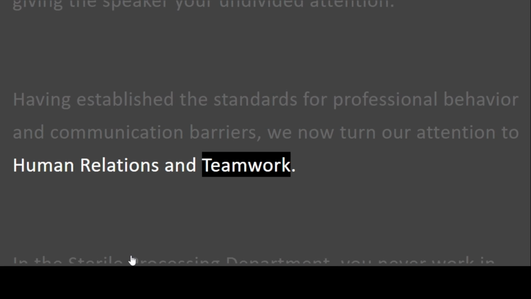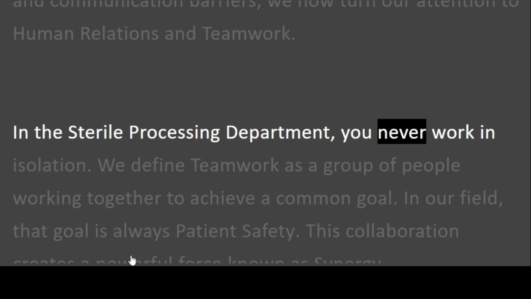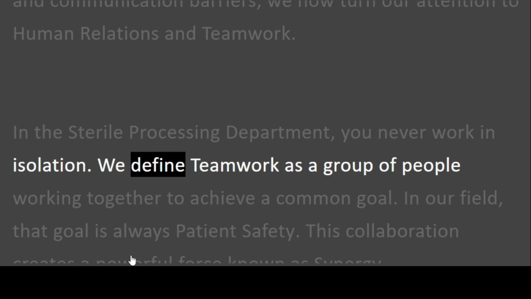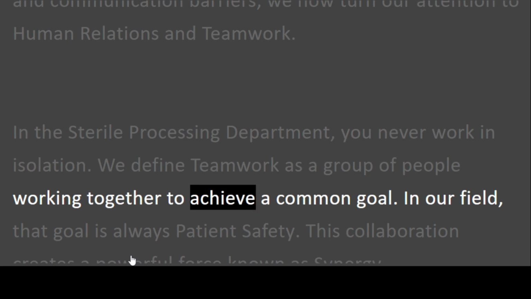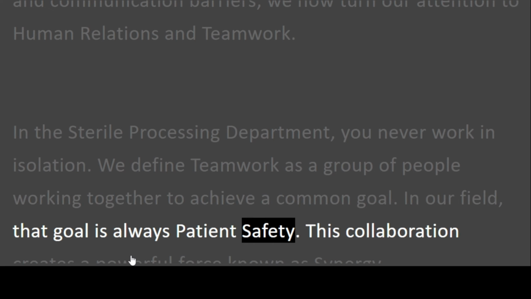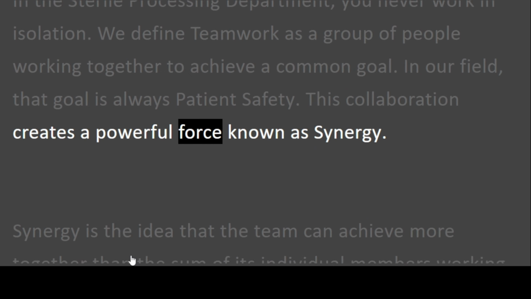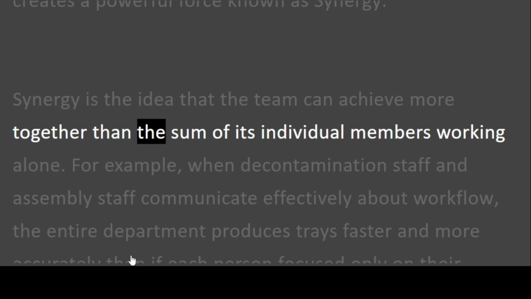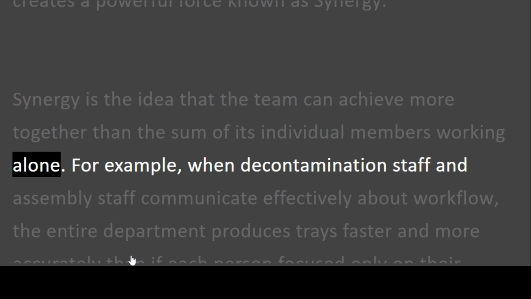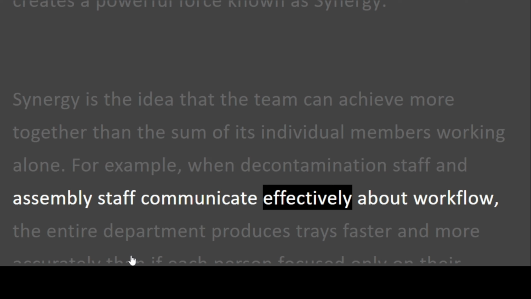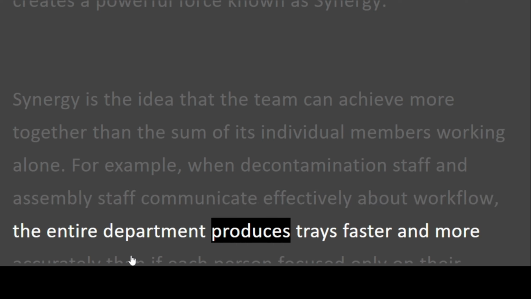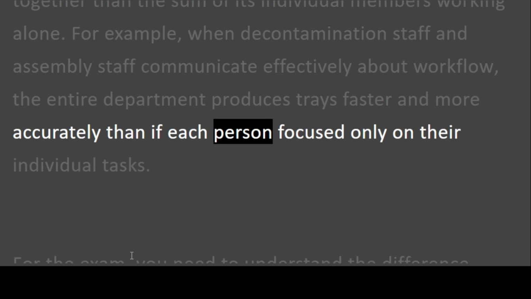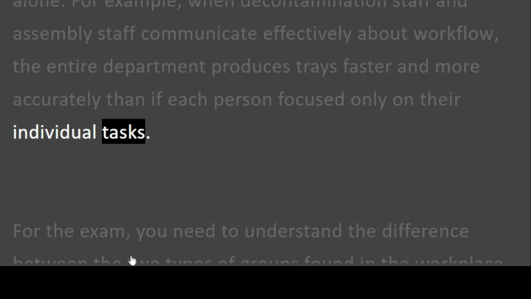Having established the standards for professional behavior and communication barriers, we now turn our attention to human relations and teamwork. In the sterile processing department, you never work in isolation. We define teamwork as a group of people working together to achieve a common goal. In our field, that goal is always patient safety. This collaboration creates a powerful force known as synergy. Synergy is the idea that the team can achieve more together than the sum of its individual members working alone. For example, when decontamination staff and assembly staff communicate effectively about workflow, the entire department produces trays faster and more accurately than if each person focused only on their individual tasks.